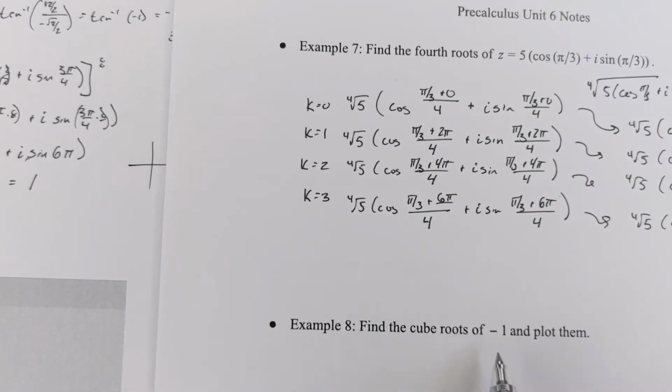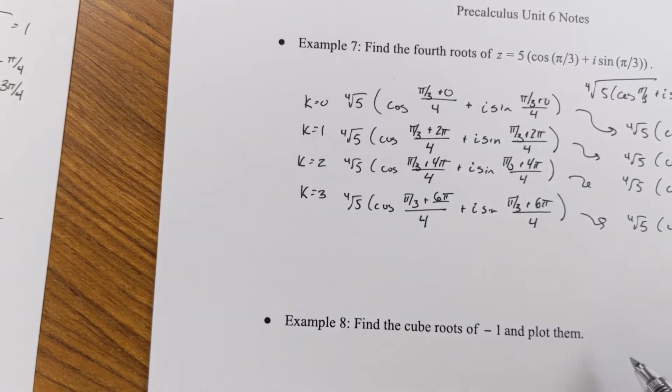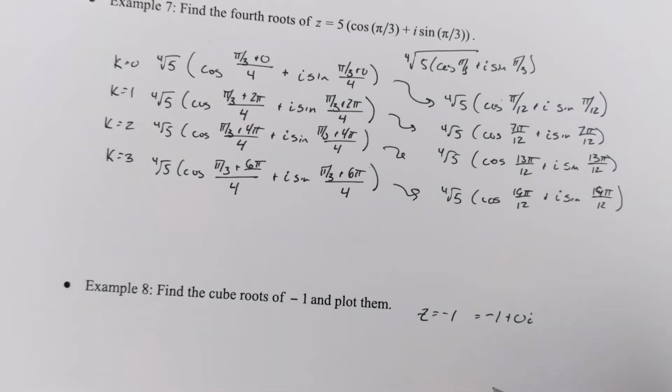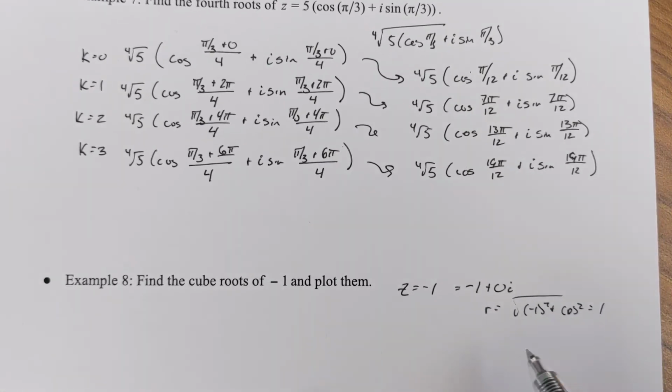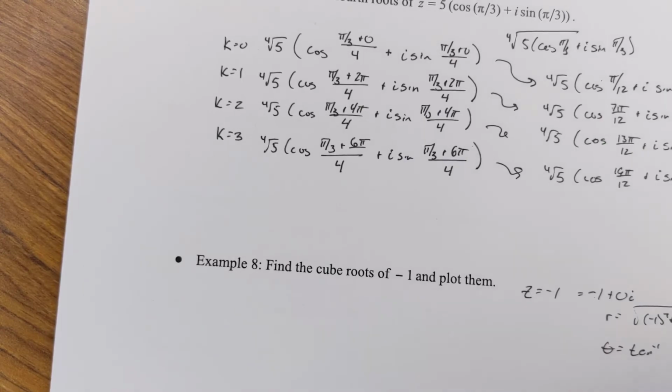All right, find the cube roots of -1 and plot them. So we need to write -1 in polar form. So z equals -1, that's the same thing as -1 plus 0i. So r equals the square root of -1 squared plus 0 squared, which is just 1. Theta is the inverse tangent of 0 over -1, which would be 0, but that is the wrong direction. We need to be left, so we need to add pi. So our theta value is pi.